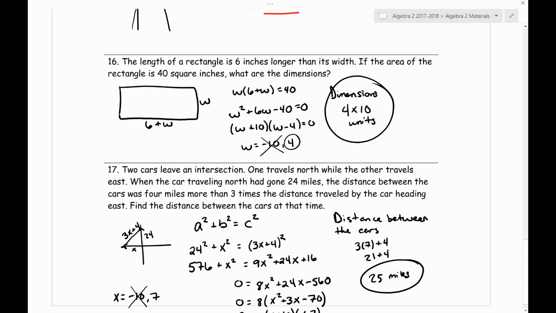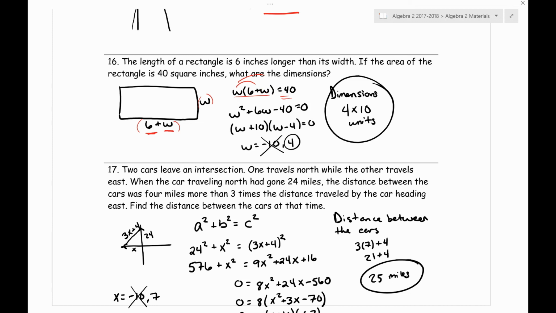In number 16, we have the length of a rectangle that's 6 inches longer than its width, and I know that the area of the rectangle is 40 square inches. I want to know what the dimensions are. So again, we're going to use what we know about area, which is length times width. If the length is 6 inches longer than the width, we're adding 6 to the width. So when I multiply these two together, I get the total area of 40.